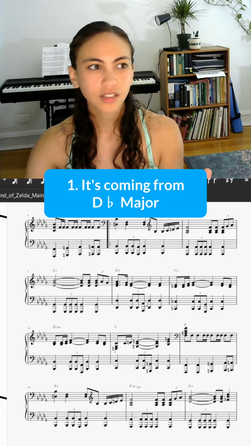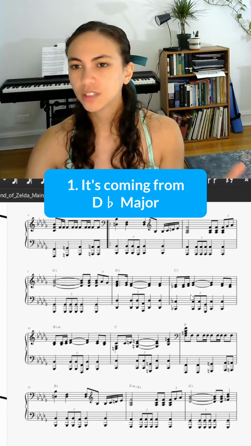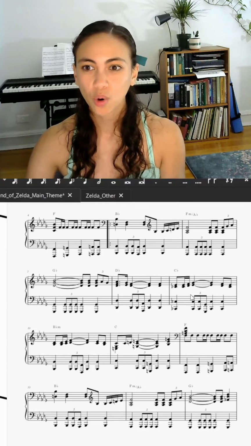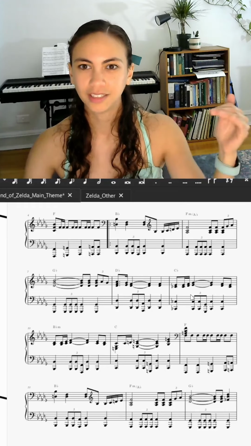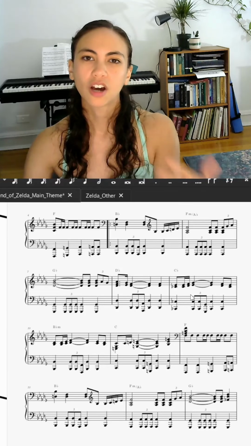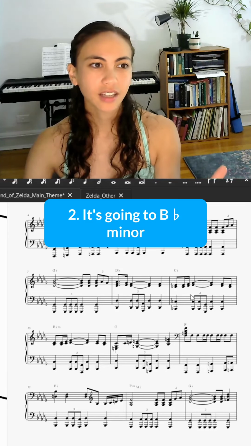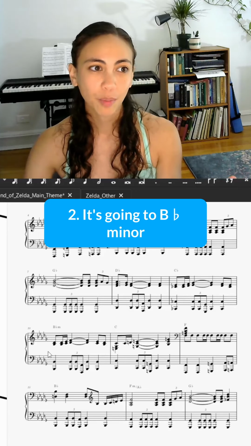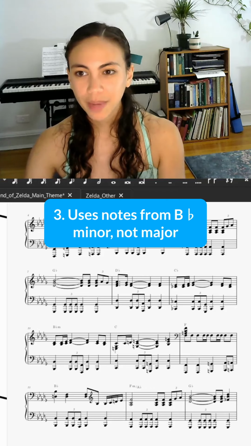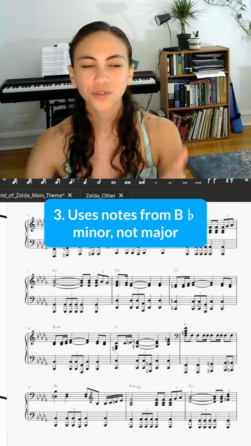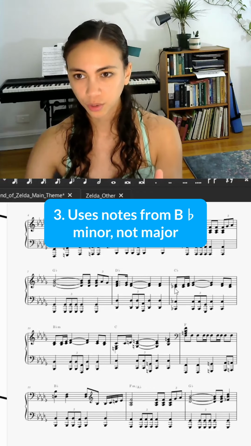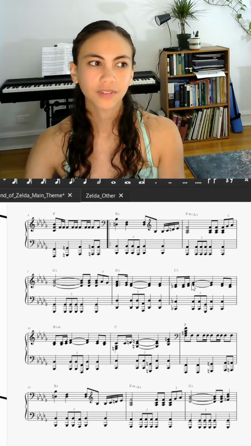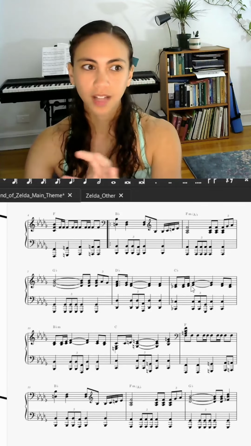So first, it's coming from D flat major. So even though C flat isn't part of the key, it's still only a step away from the previous chord, which follows the pattern of descending stepwise motion that Kondo had set up earlier in the piece. And then C flat major is going to B flat minor, which is only half a step away. And then third, C flat major, this chord here, uses notes from the B flat minor mode. So other than the root C flat, we have E flat and G flat, which all belong to B flat minor instead of B flat major.